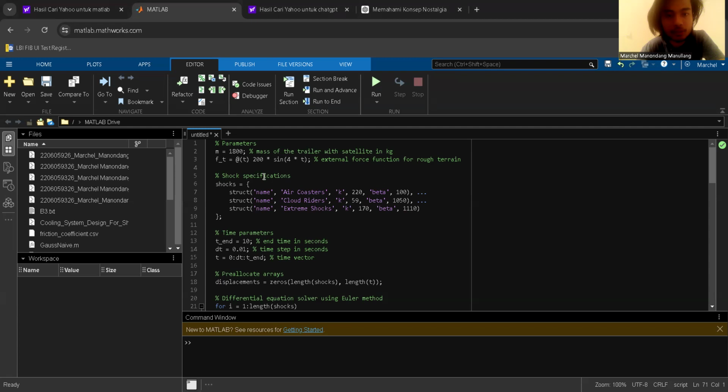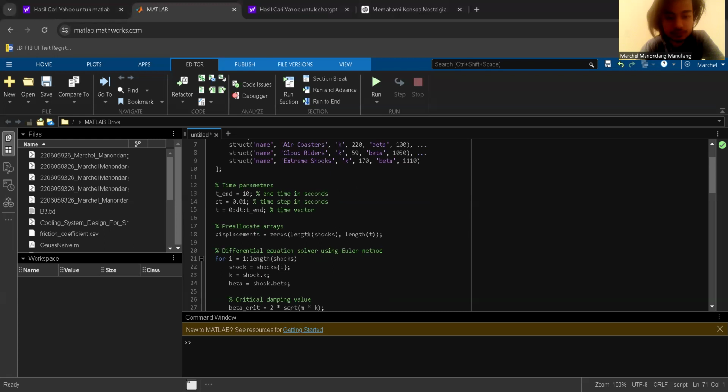And for the shock specification, we have three of them. The first one is Air Coaster with the damping coefficient of 220 and the critical damping of 100. Cloud Rider has a damping coefficient of 59 and the critical damping of 1050. And the last one is Extreme Shock with the damping coefficient of 170 and the critical damping of 1110.